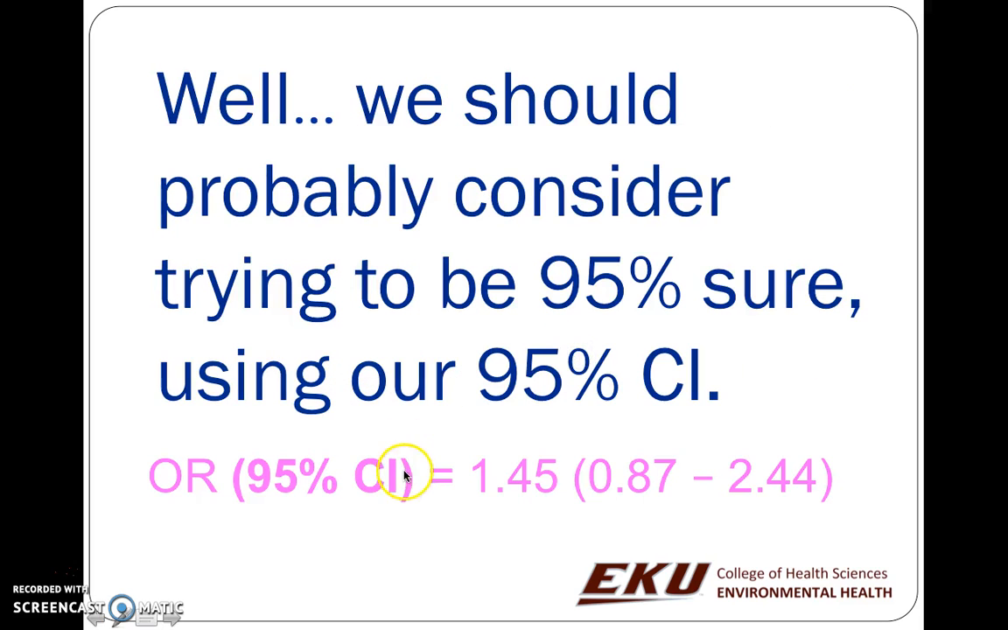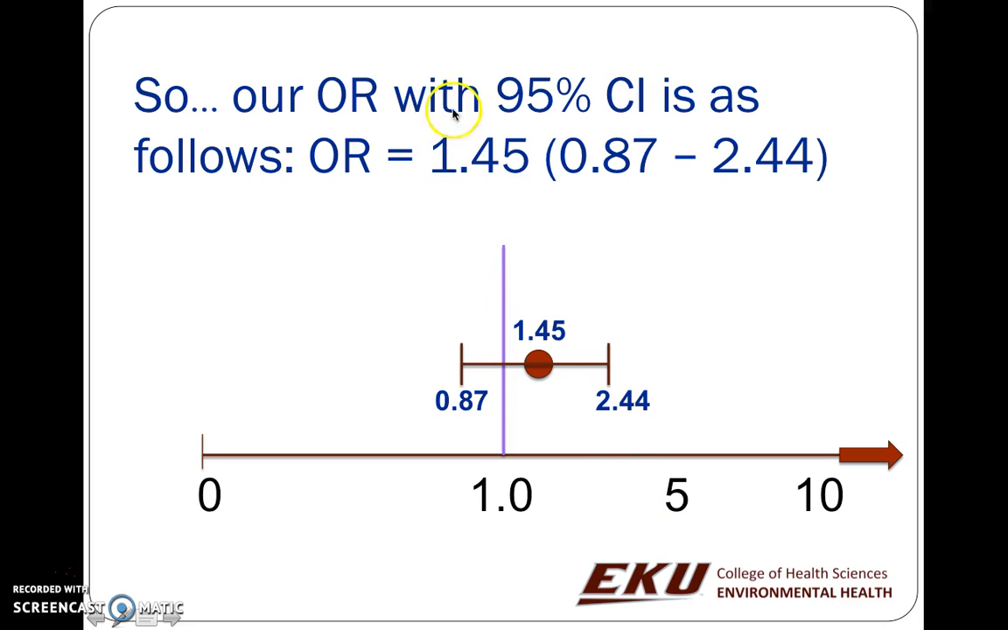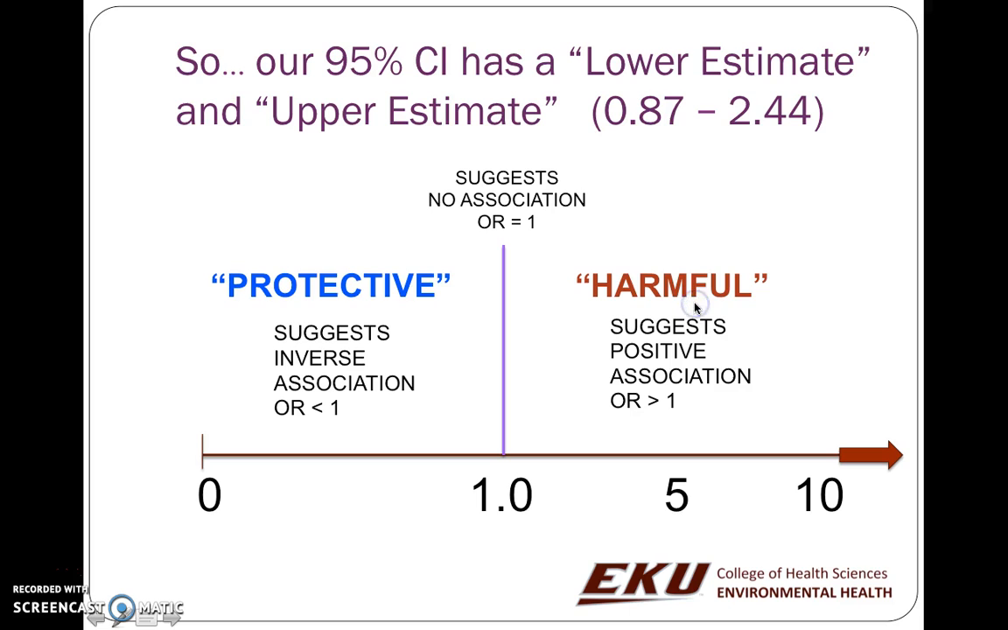Can we be even more certain than just saying it suggests harmful? We should probably consider using our 95% confidence interval. So our odds ratio with our 95% confidence interval is as follows. You see it? We're 95% sure it's between 0.87 and 2.44, and this is our estimate. So are we certain with 95% certainty that it's harmful or not?